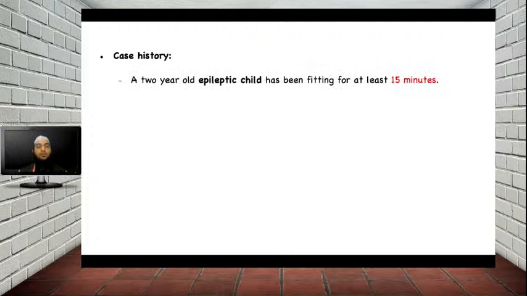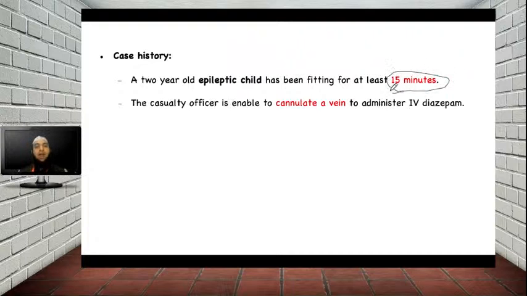Now let's quickly see one case study and then I will stop my session. Okay, so you can read the instruction. A 2-year-old epileptic child has been fitting for at least 15 minutes. As a parent, you have taken that child to the hospital. But in the hospital, the casualty officer is unable to cannulate the vein because the vein is very small, right? So the officer is unable to administer IV diazepam, because the casualty officer available is not skilled enough to cannulate the child's vein.